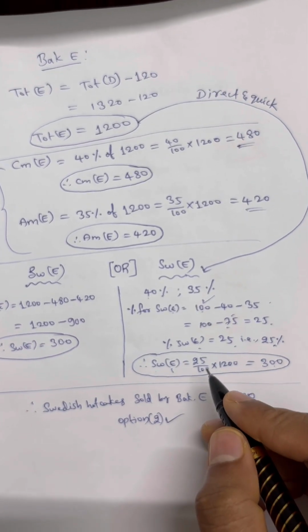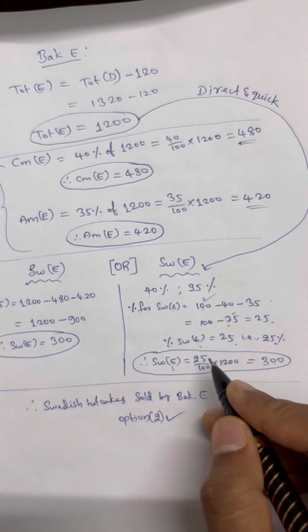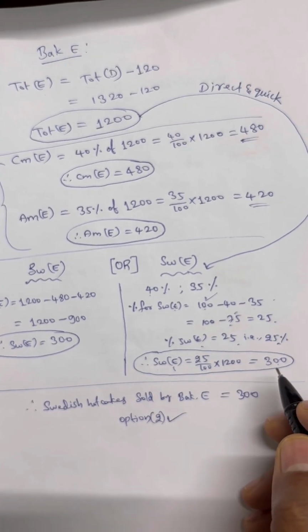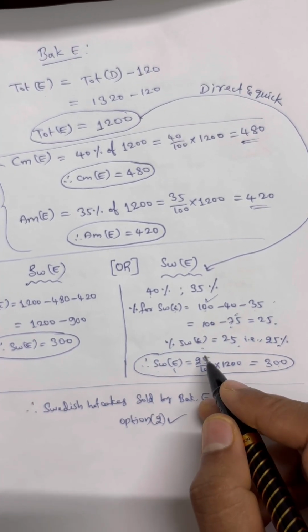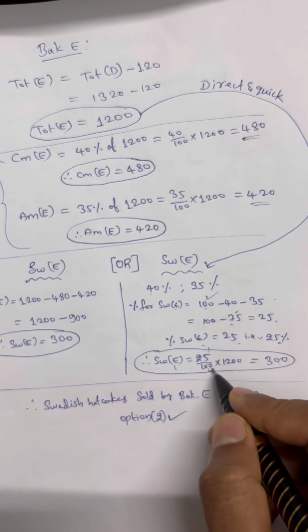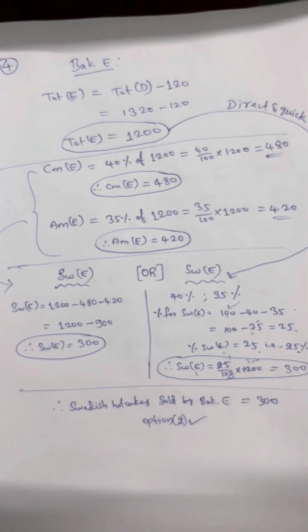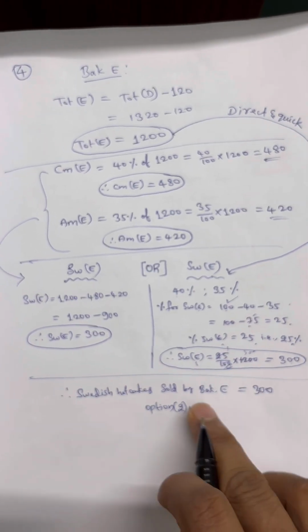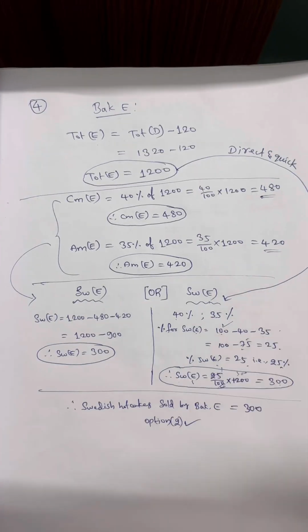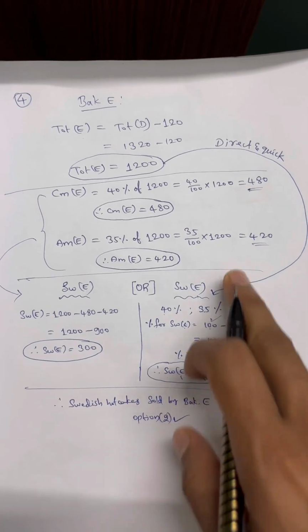So Swedish hotcakes sold by bakery is 25 by 100 into 1200, which is nothing but 300. Like how you can do like this: 2 zeros get cancelled. 12 5s are 60. Here 6 2s are 12, 24 plus 6, 300. Or you can do like 25 1s are 25, 4s are, and 4 3s are 12. 2 zeros are there. This is 300. Like this you can do. Now Swedish hotcakes sold by bakery is 300. This is option 2. So this is directly, because they are asking Swedish only. That's why we can do it directly like this.